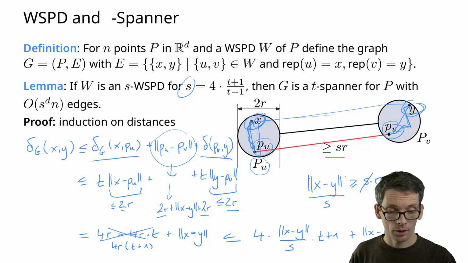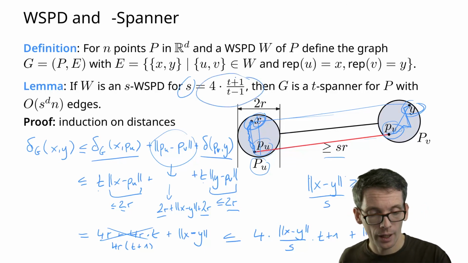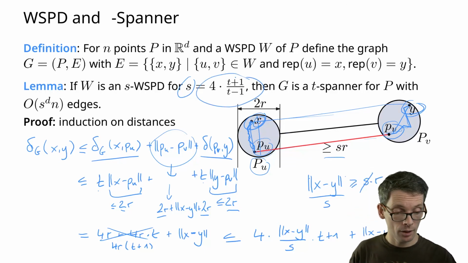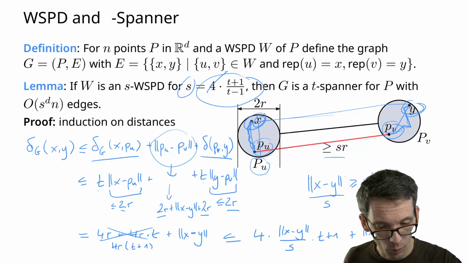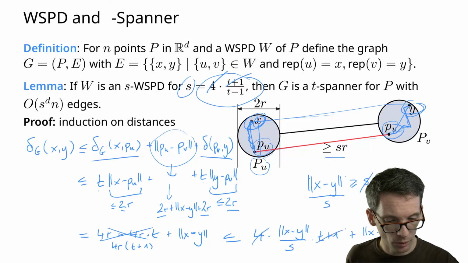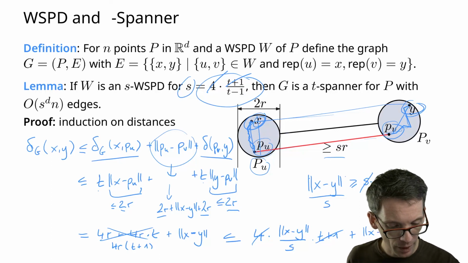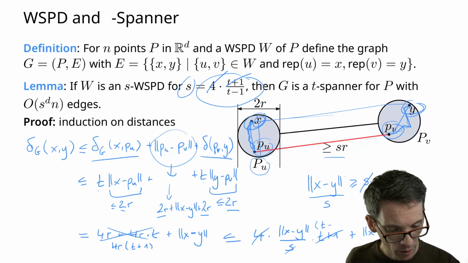Let's now plug in s, our actual s. This will mean that this 4 cancels with this 4. This t plus 1 cancels with this t plus 1. What I have remaining for s is 1 divided by t minus 1 and 1 divided by s. So this will become t minus 1.